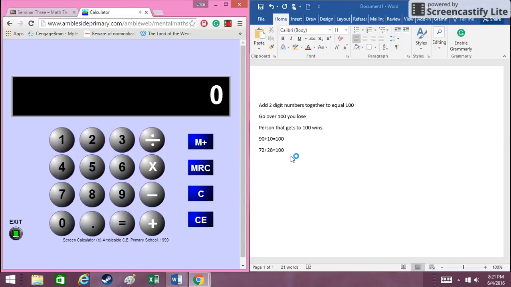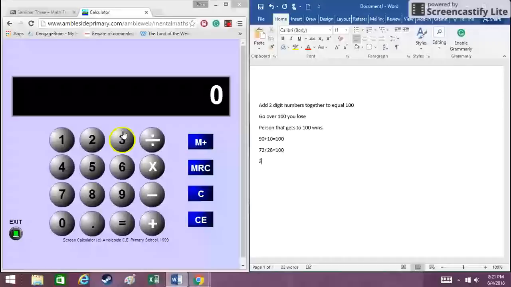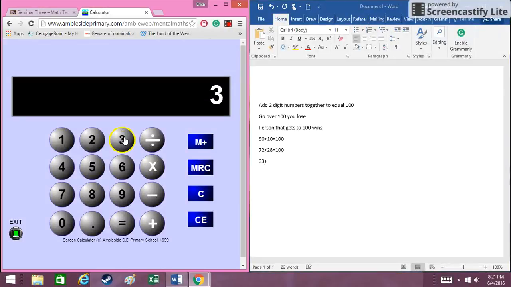Okay. But let's say that the tricky first player helped themselves. So let's say they picked 33. So we do 33 plus. And let's say the next kid has no idea what they need to get to 100. They don't have to be embarrassed. They would just pick a number then. They would just go, okay, well, I don't really know what it is, so let's pick 45. It was 78. So add that. 33 plus 45 equaled 78.